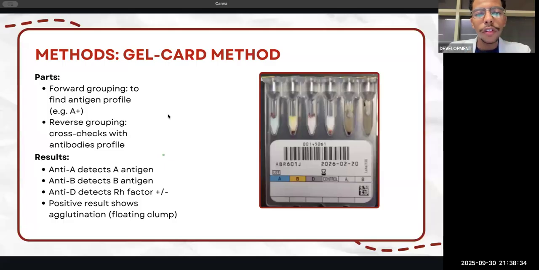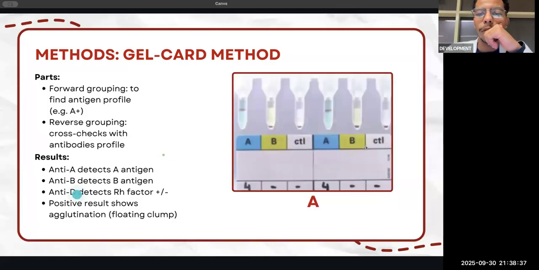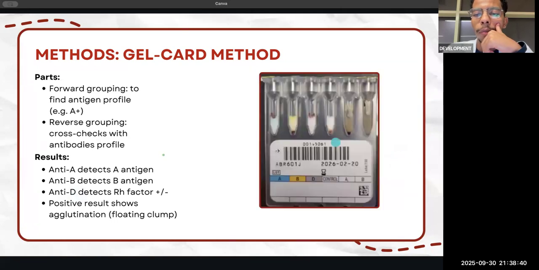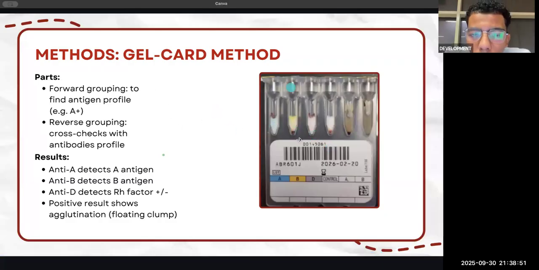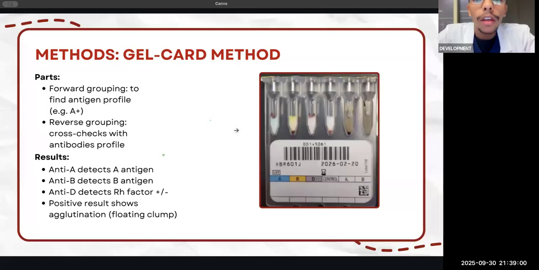Yeah, the first example, the test is repeated twice just to make sure it's working. But here it's not. Here we have the forward grouping on this side, and this is the control to make sure that the kit is working. And here is the reverse grouping. Okay, so now, what blood type is this? Exactly, A positive. Why? Because here it clumped up and it's floating in A, and in B, it sinks to the bottom, so it's negative, so there is no B. And for the RHD, it's positive, so it's A positive.